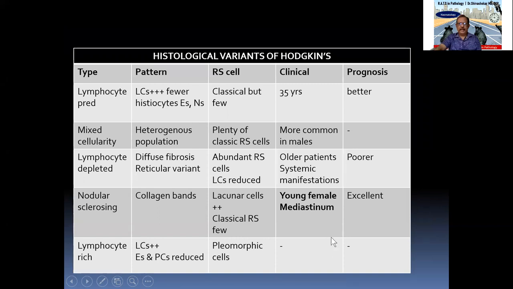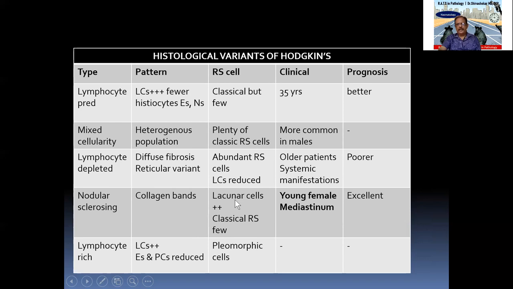And this is the tabular column that I had prepared, which I would like you people to kindly learn by heart and write. Not very difficult at all. This is the pattern of cells that I had shown earlier, the type of Hodgkin's, and these are all the cells that you see in each. In nodular sclerosis, for example, you find that there can be collagen bands, which are not found in others. Reed-Sternberg cells, again, there are different types of cells you'll have to mention. Because I have mentioned lacunar cells in nodular sclerosis, this will be asked as an MCQ.